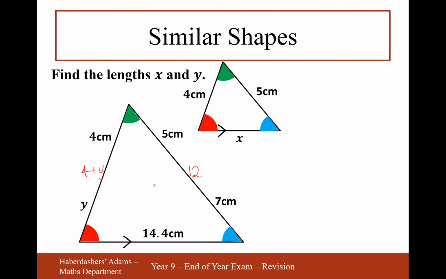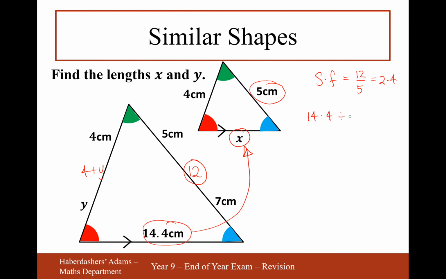Okay, so what sides can I now match up? Well, I've got one big shape and one smaller shape. So I can spot that the sides in between the blue and the green angle match up. So my scale factor is equal to 12 divided by 5, which is 2.4. So if I'm going from the bigger shape back to the smaller shape, then I'm going to have to divide by that scale factor. 14.4 divided by 2.4, let's do that on the calculator, gives me 6 centimeters. So that's, what was that, x? Yeah, that was x.